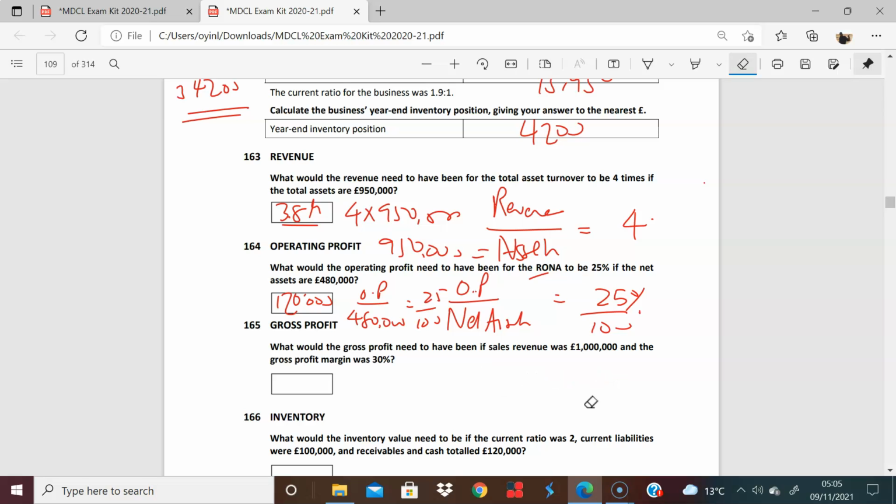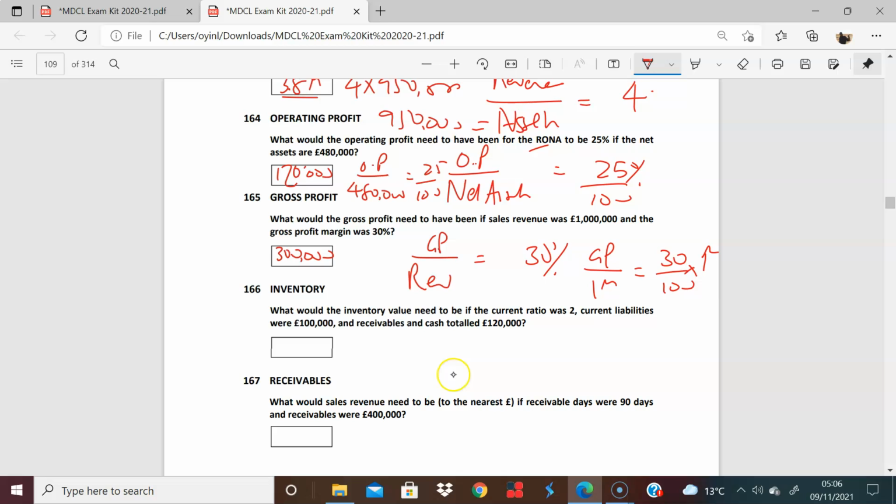So that's that. The next one here is, what's the gross profit? So we know GP over revenue is equal to gross profit margin. So it gets to the same question. It's really saying you have GP over revenue, which is 1 million, is equal to 30 over 100. What is GP? So I'm literally just taking 30% of 1 million, aren't I? Just multiplying that by 1 million. And therefore this is 300,000. Yeah, 300,000.